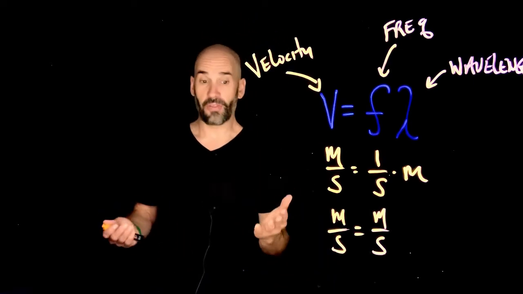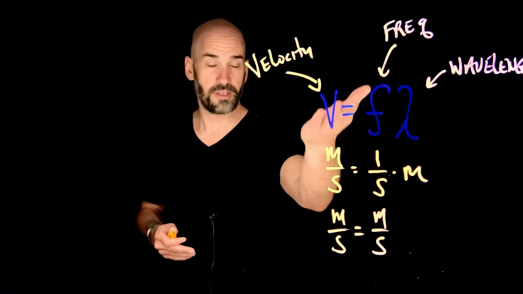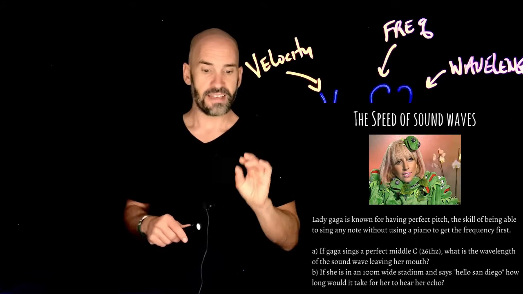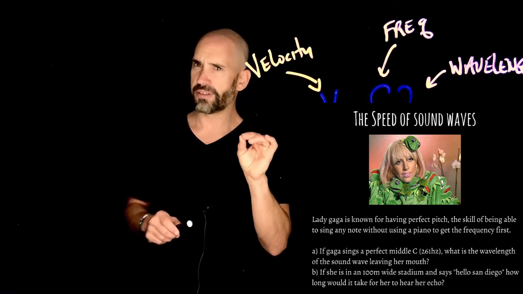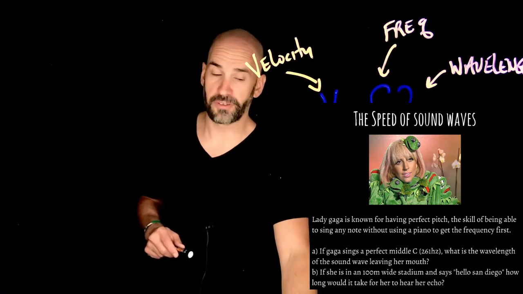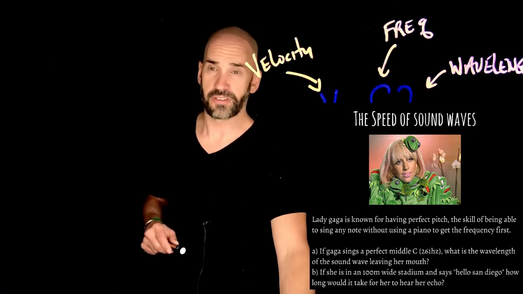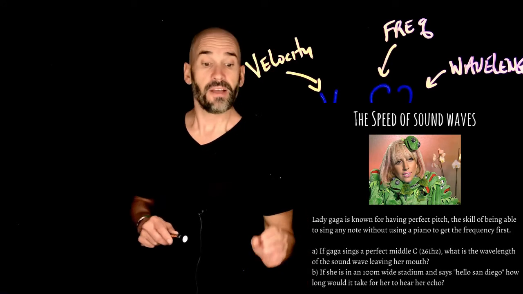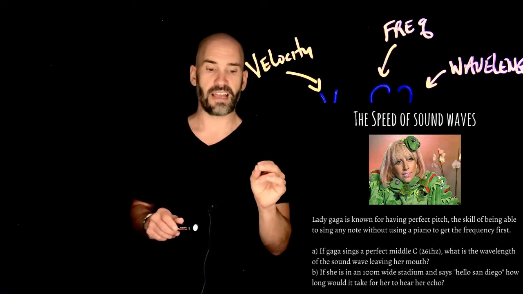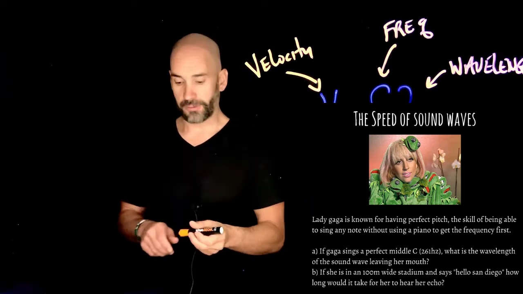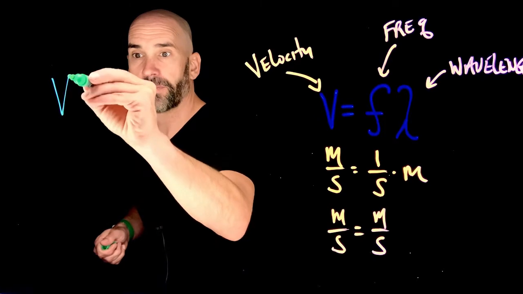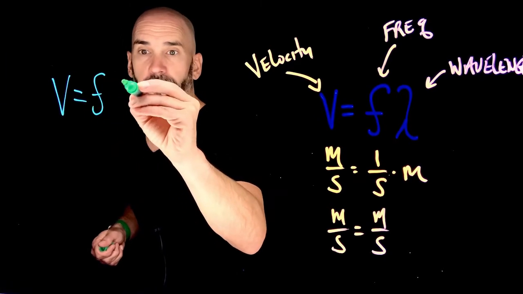So now that we know that, let's look at some problems. How can we use this equation to solve for something interesting? If you go to the slide that says the speed of sound waves, it says Lady Gaga is known for having perfect pitch. Very impressive. Very few people have it. It's the skill of being able to sing any note without using a piano to get the frequency first. I don't have that, and I've been a musician since I was 13 years old. So if Gaga sings a perfect middle C, which is 261 hertz, what is the wavelength of the sound wave leaving her mouth? Well, we know, my friends, that we have this equation, that V equals frequency times wavelength.